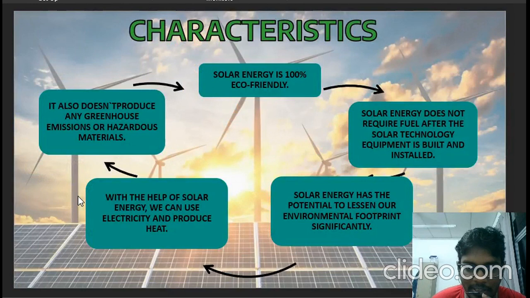Next, let's look at the characteristics. First, solar energy is 100% eco-friendly. Solar energy does not require fuel after the solar technology equipment is built and installed. Solar energy has the potential to lessen our environmental footprint significantly. With the help of solar energy, we can use electricity and produce heat. It also doesn't produce any greenhouse emissions or hazardous material.